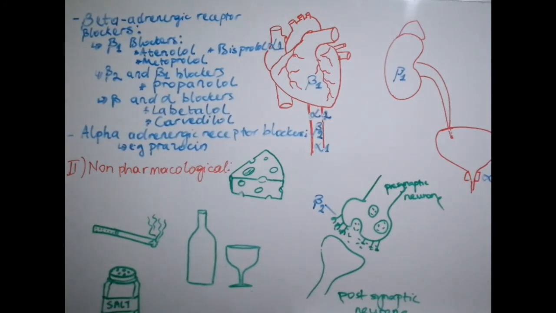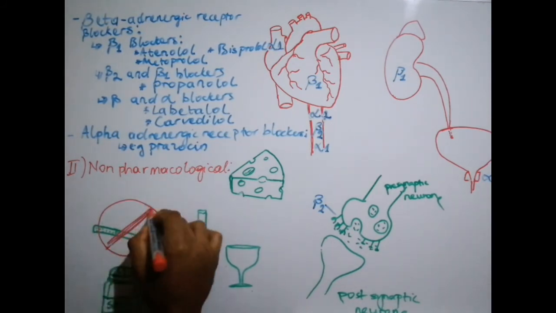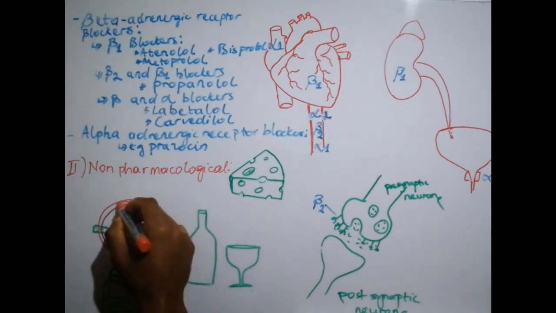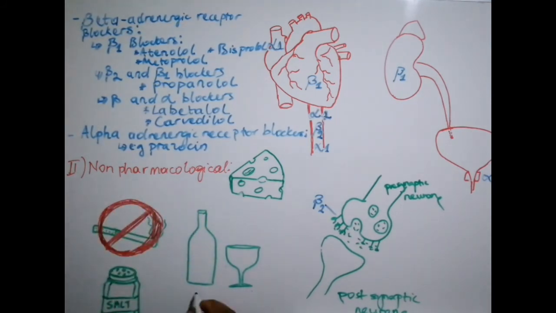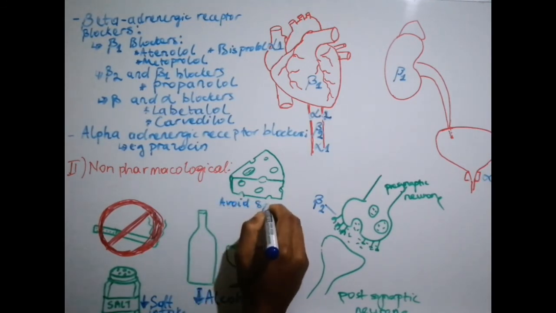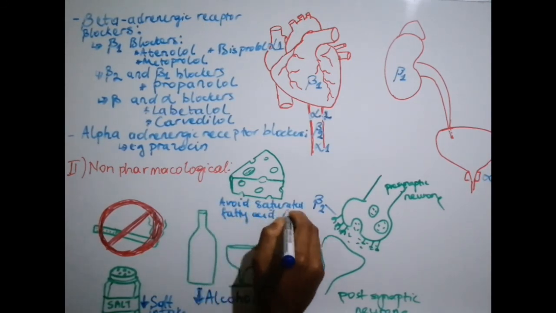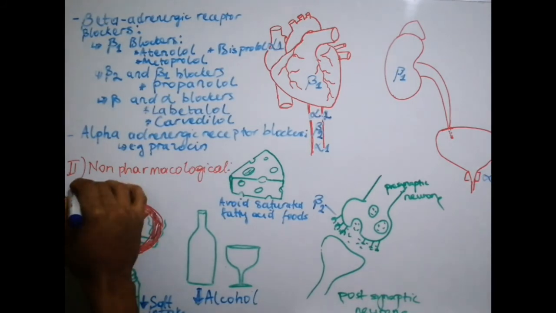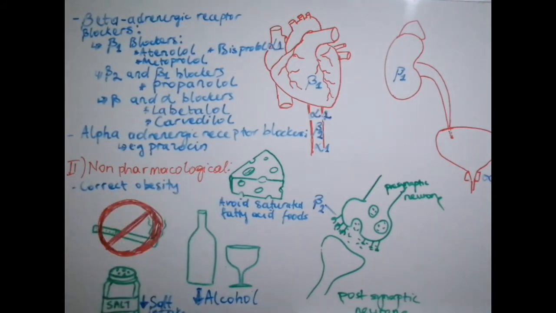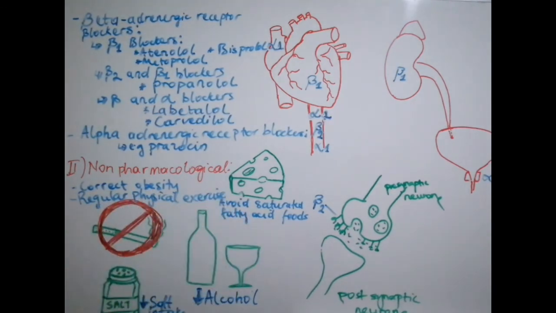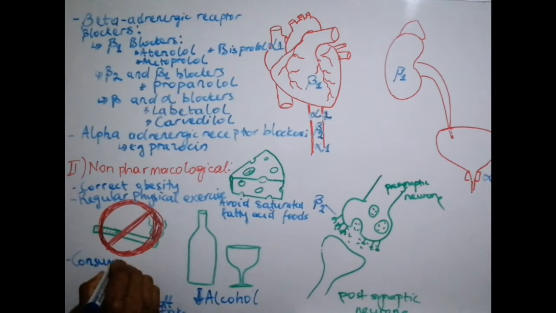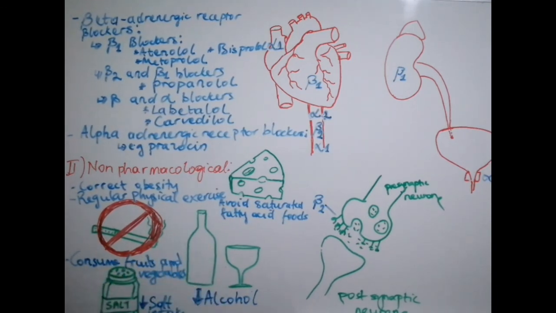Non-pharmacological management includes the cessation of cigarette smoking, decreasing alcohol intake, also decreasing salt intake. We also need to decrease the amount of saturated fatty acid food intake, such as cheese and butter. Correct obesity: those who are obese need to lose weight, do regular physical exercises, and increase consumption of fruits and veggies.